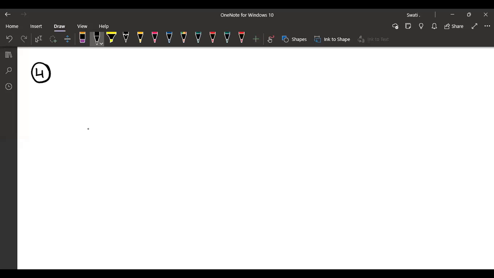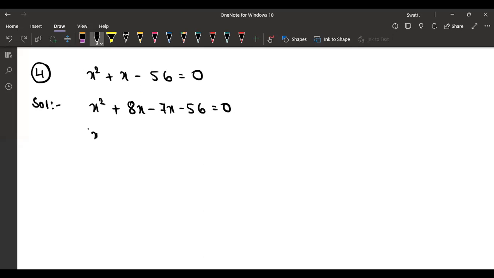All right, so the fourth question is x square plus x minus 56 is equal to 0. So here, of course, we need to get 56. So what I'll do here is 8 times 7 is 56. And of course, 8 minus 7 will be 1 also. So I can write here x square plus 8x minus 7x minus 56 equals 0. Now here x common, so x plus 8. And then minus 7 common here, so here it will become x plus 8. Now I'll take x plus 8 common. If I take x plus 8 common, I'll be left with x minus 7.